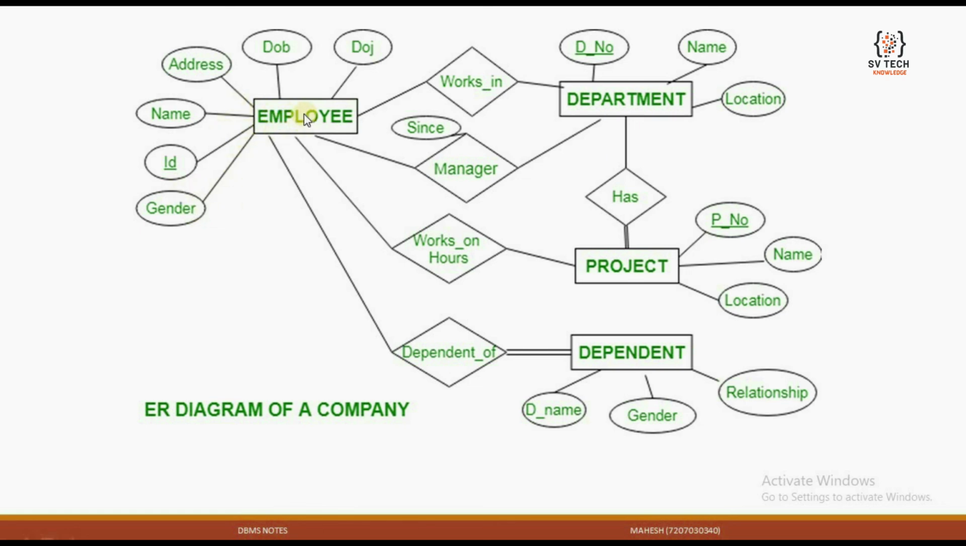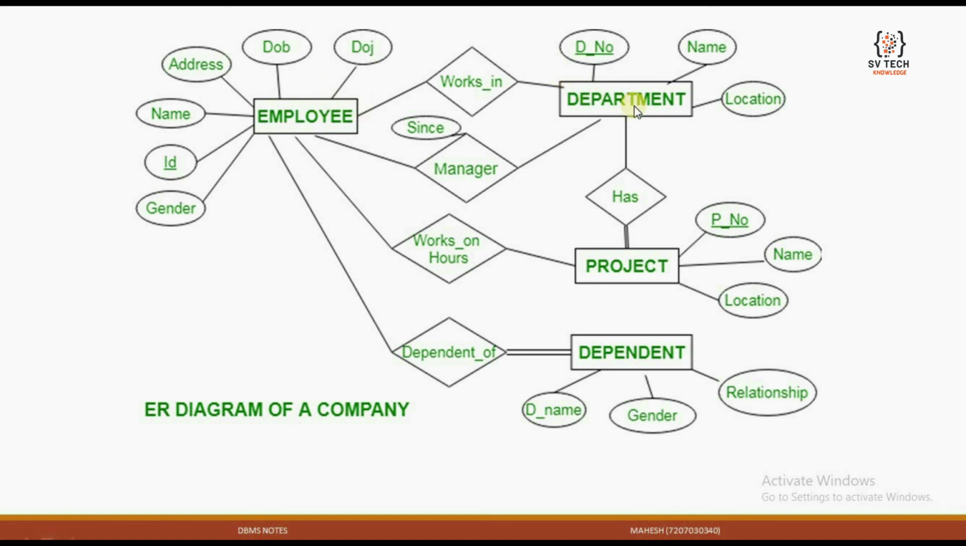Suppose we take employee as an entity, employee can have ID, name, address, date of birth, and employee can have date of joining and his gender, male or female. As well, department can have some properties like department number, name, location. The employee works in some department. Here works in is the relationship between the employee and department.